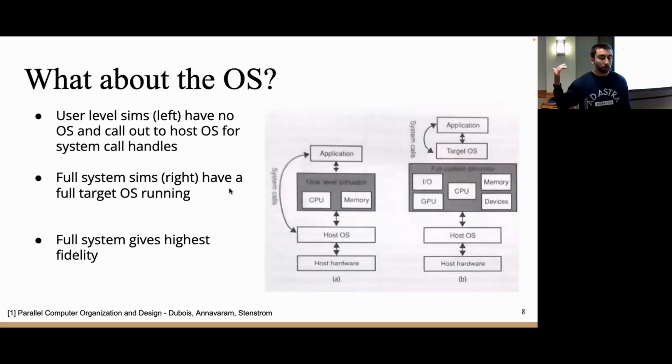Now, of course, we also want to talk about running an OS in this simulation because any real system is going to be running an OS typically. There's two approaches to this. On the left, we have what's known as a user level simulation. Basically, the simulation itself doesn't actually run an OS on it. It's just going to be calling out to the host OS of the system that the simulation is running. This can be a bit faster, but again, you have less accuracy. It's not as high fidelity. On the right, we have a full system simulation, where you're actually running a real OS on top of your simulated hardware. So you basically have an actual system running at all times, and that's going to give you the highest fidelity.